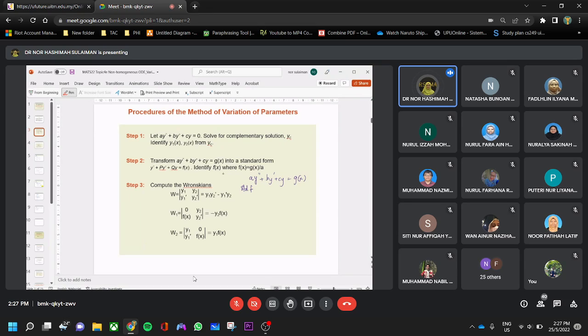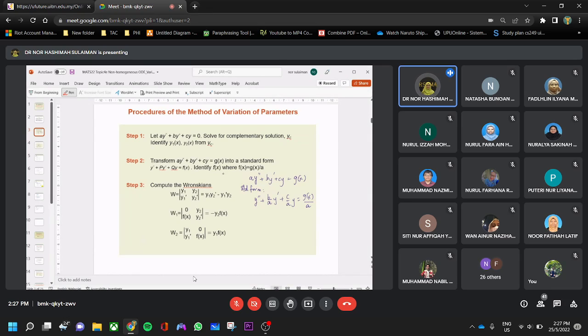So we got to multiply with 1 over a on both sides of the equation, ataupun to divide the equation on both sides ni dengan a, so that the coefficient of the first term that contain the highest derivative is 1. So maknanya kita akan ada y double prime plus b over a y prime plus c over a y equals to g of x over a.